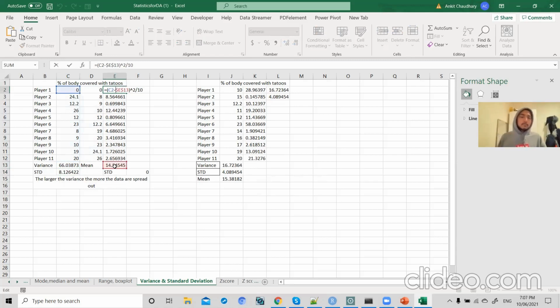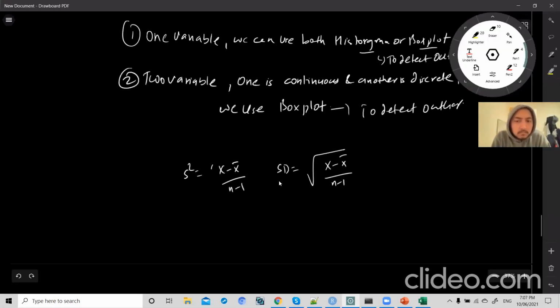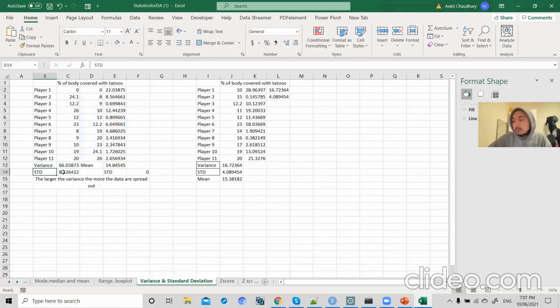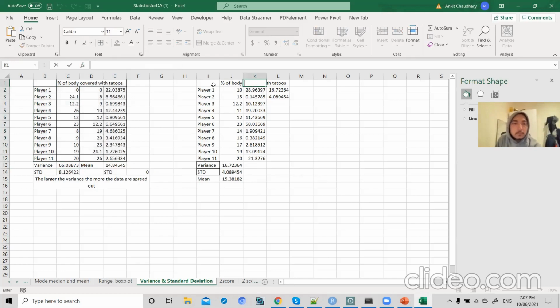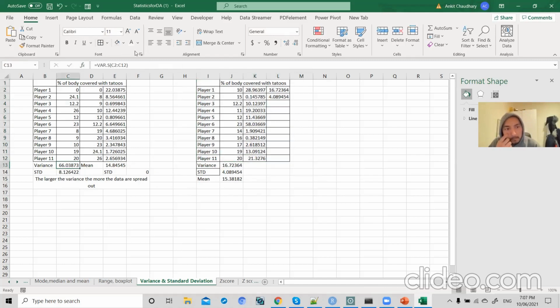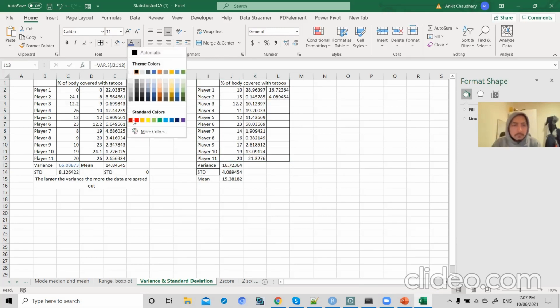So mean, we have calculated the mean. X minus mu whole square, sorry, I didn't give the whole square here. X minus mu whole square divided by n minus 1. So n is here 11, so 11 minus 1 is 10. The larger the variance, the more the data are spread out. Looking at this data set in comparison to this data set, we can say the variance here is 66 point something, and here the variance is 16 point something, right?